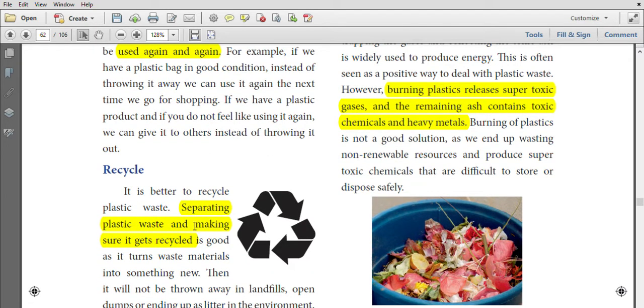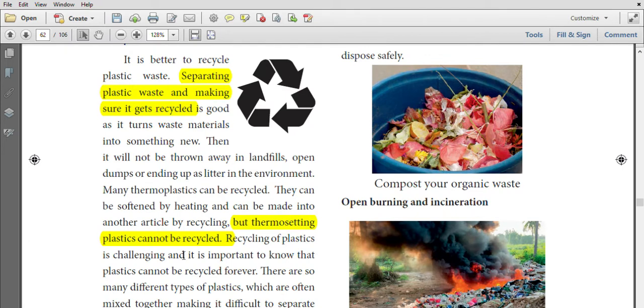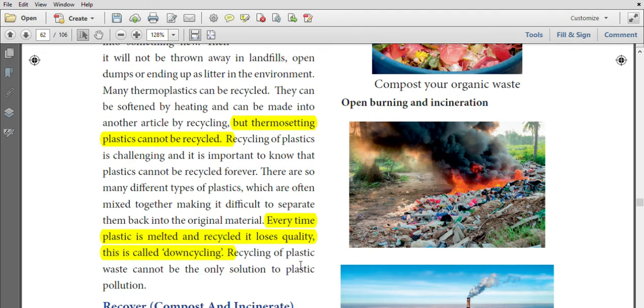Recycle means separating plastic waste and recycling it. Thermosetting plastics cannot be recycled. Every time plastic is melted and recycled, it loses its quality. This is called downcycling.